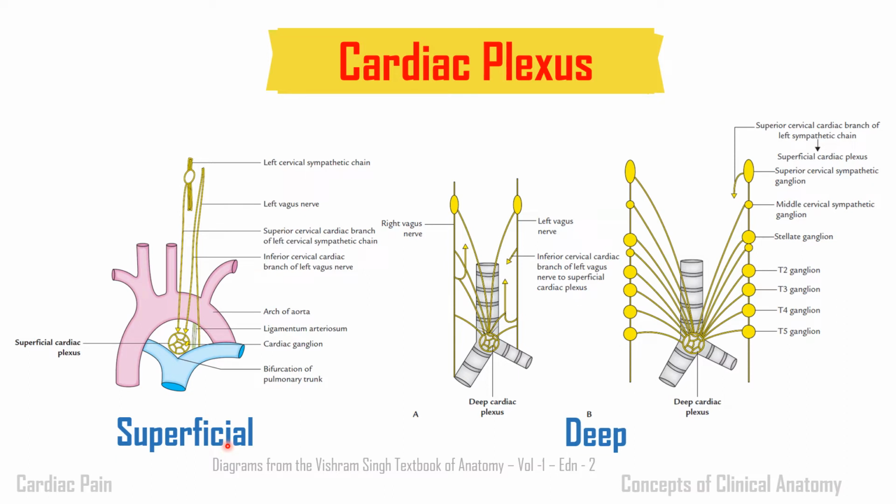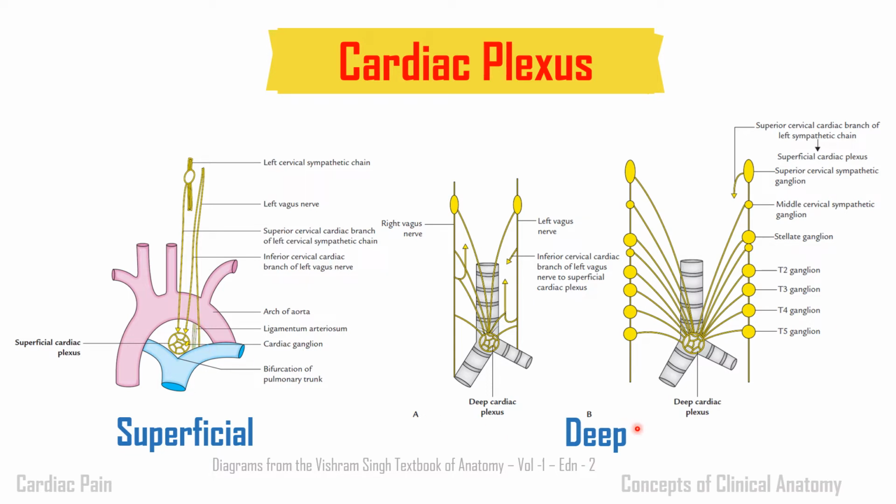The superficial cardiac plexus receives the sympathetic fiber from the superior cervical branch of the left cervical sympathetic chain, and it will also receive the parasympathetic supply from the inferior cervical cardiac branch of the left vagus nerve. The location of the superficial cardiac plexus is just below the arch of the aorta, in front of the bifurcation of the pulmonary trunk, and right to the ligamentum arteriosus.